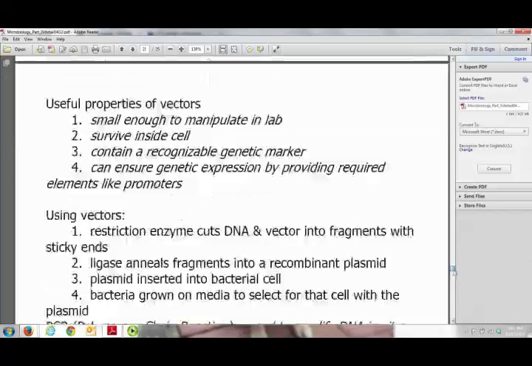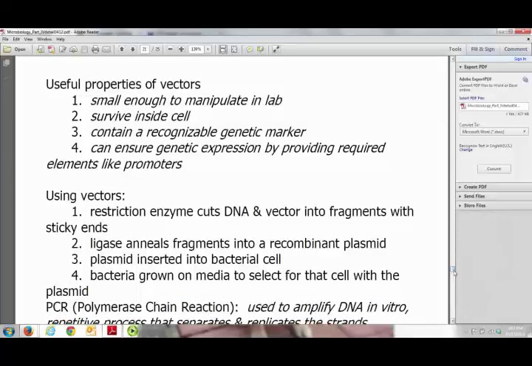Some useful properties of vectors: they're small enough to manipulate in the lab, so they're easy to insert genes into. They survive inside the cell. They can contain a recognizable genetic marker and ensure genetic expression by providing the required elements like promoters.